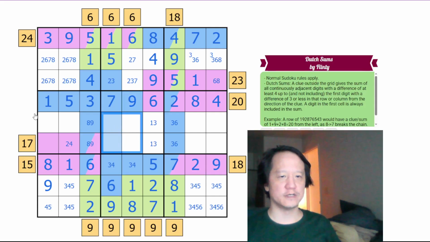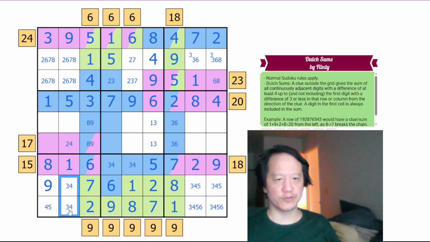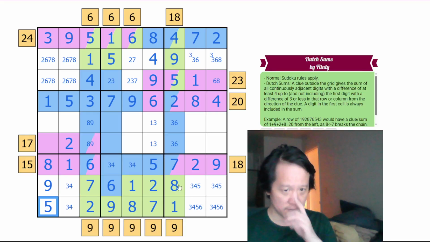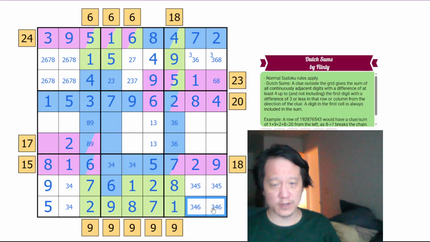Remaining digits of... 5 eliminates 5 from the rest of the column. So this is a 3, 4 pair, which eliminates 3, 4 in the rest of the column. So this can't be 4. This is 2. That also eliminates 3, 4 in the rest of the box. So this is 5. 5 eliminates 5 here. 4 eliminates 4 here.